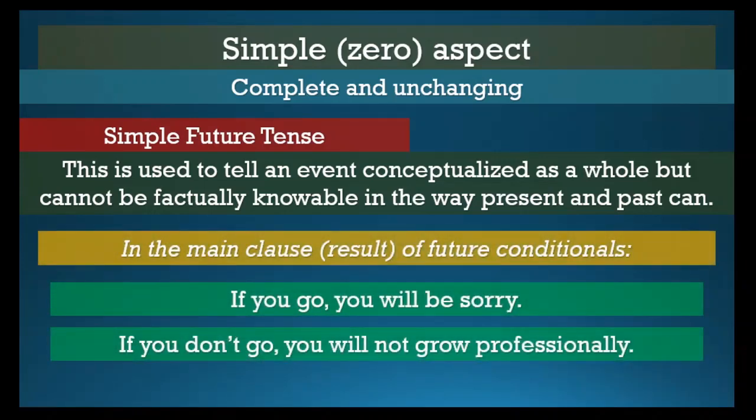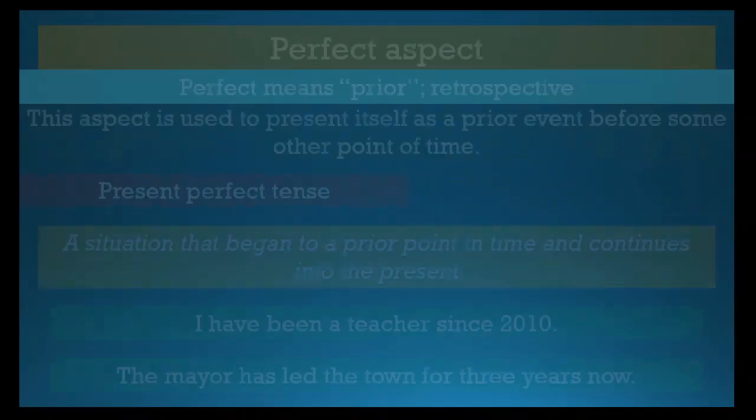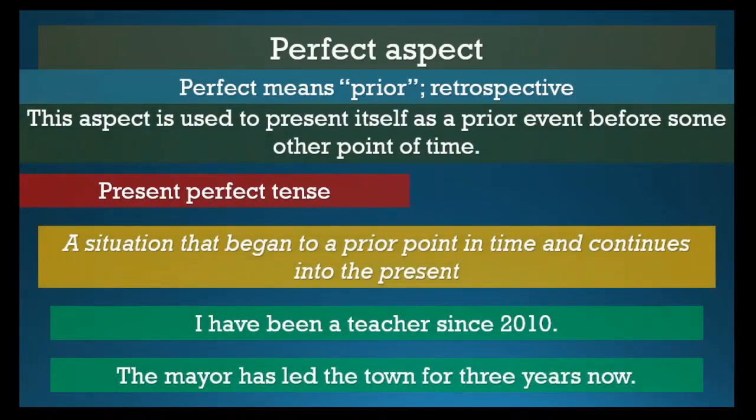This tense is used in the main clause or result of future conditionals like in our examples. If you go, you'll be sorry, and if you don't go, you will not grow professionally. Okay, so much for the simple aspect: simple past, simple present, and simple future tense aspect. On this part, we will give emphasis on the perfect aspect.